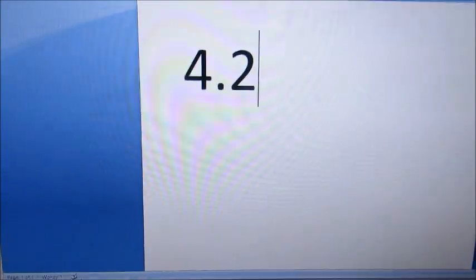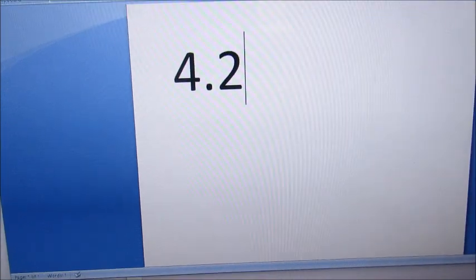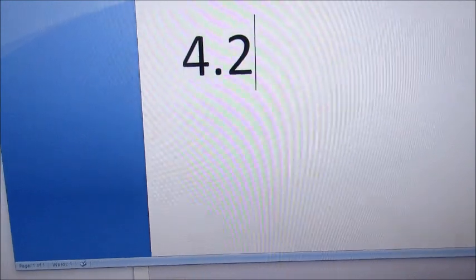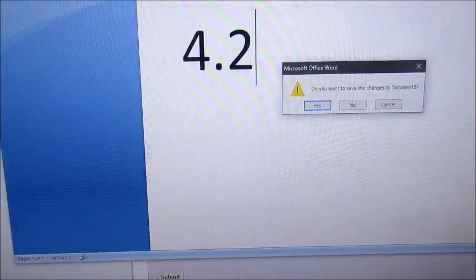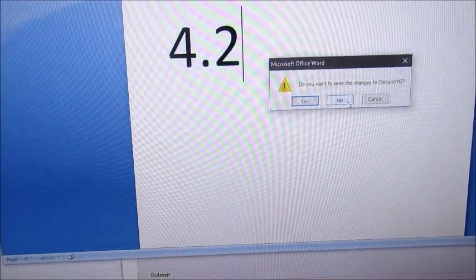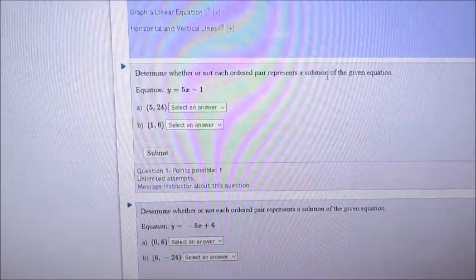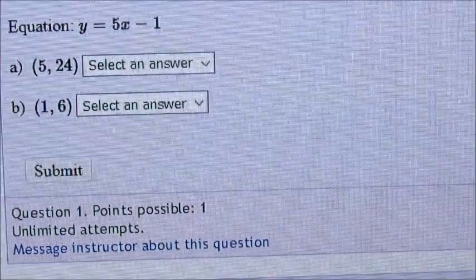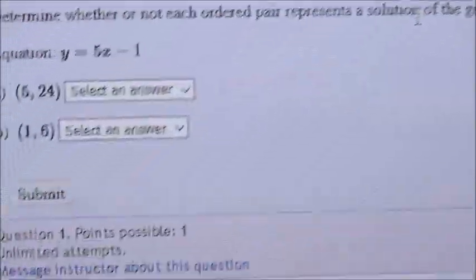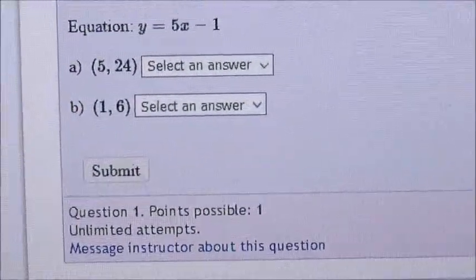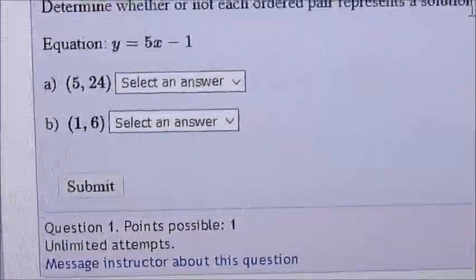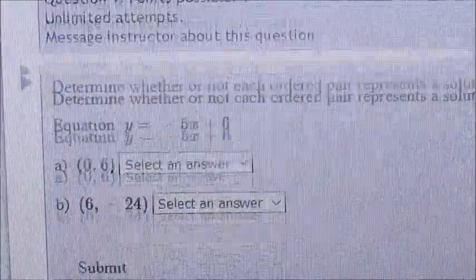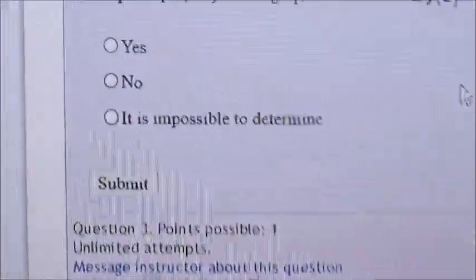Section 4.2 is a lot like 4.1. They're going to give you some points. You need to graph them, or you need to find out if a point is a solution to an equation. So for instance, if it says determine whether or not each ordered pair represents a solution of the given equation, you're just going to put the first number in for x, the second number for y, see if it comes out equal, and you're just going to say either solution or not a solution. Basically, yes or no.